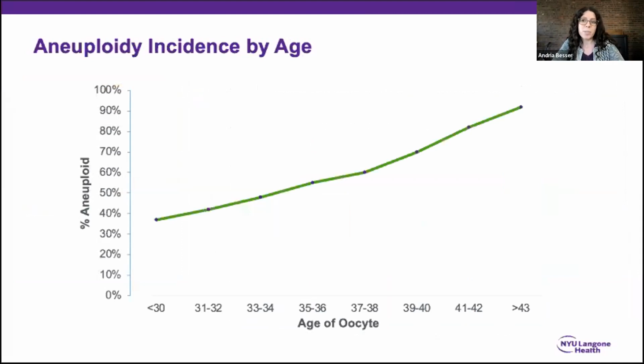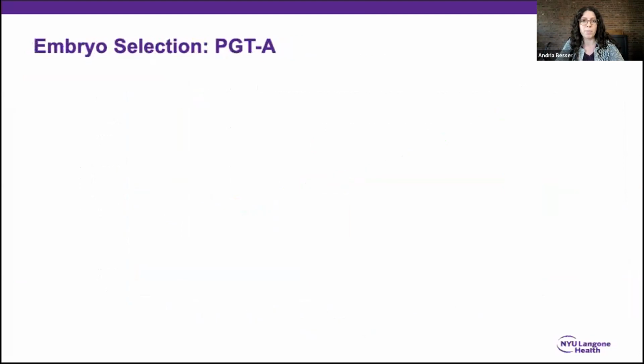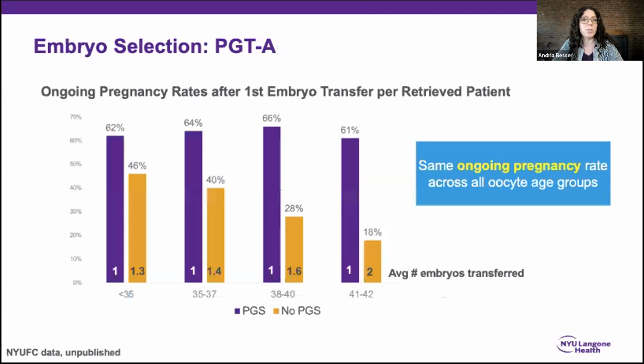Even in younger age groups, it's estimated that about 1/3 of embryos are aneuploid. By age 40, we start to see that euploid embryos are much less common. And by the mid-40s, they become extremely rare. So it only makes sense that by testing for aneuploidies and only transferring embryos that are deemed euploid, we now see the same ongoing pregnancy rate across all age groups. So those are the purple bars there showing PGT-A.